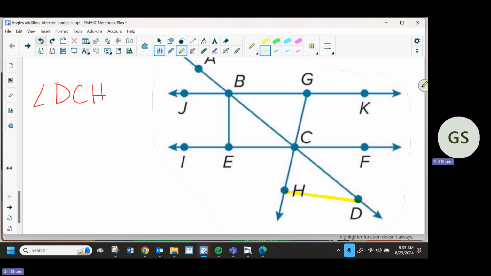Let's just go back. Oh, actually, it did there. I don't know why. That's funny. So I went from D to C to H. So again, what is the vertex of that? C. It is the pointy part. It has to be in the middle. So that's the biggest thing, is just making sure the vertex is in the middle. Good.